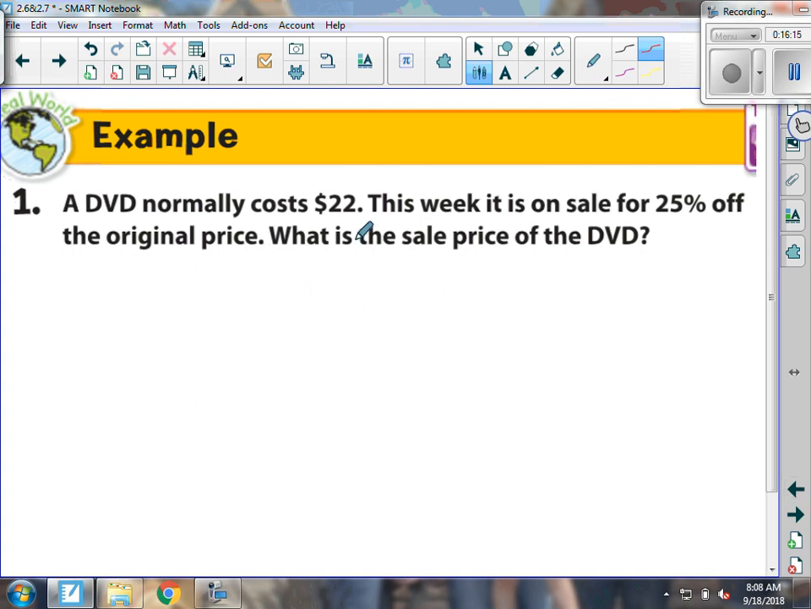Okay, so we're going to do the opposite. When we're finding the discount, our new price needs to be lower. So our sale price is lower than the original amount. So we're still going to multiply our two numbers together. 22 times 25% as a decimal, 0.25.